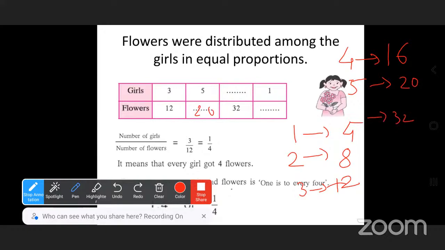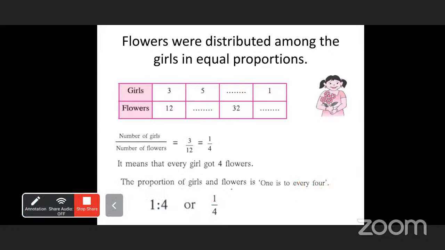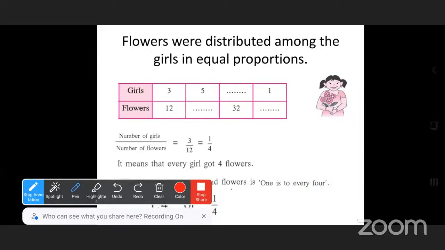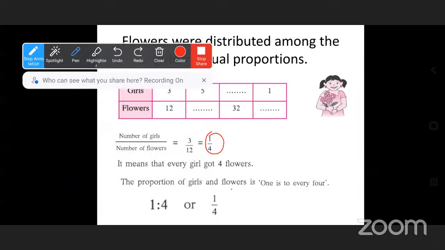32 comes in the table of 4, right? 8 4s are 32. Okay. Now what is important to understand over here is the proportion. How you got proportion? That is 1:4. What is the meaning? 1:4 means for every one girl, each girl will receive 4 flowers.